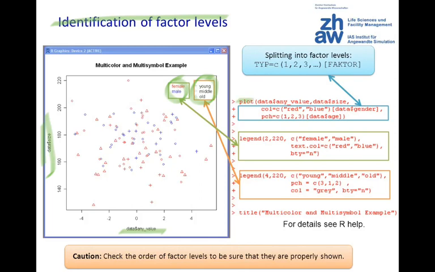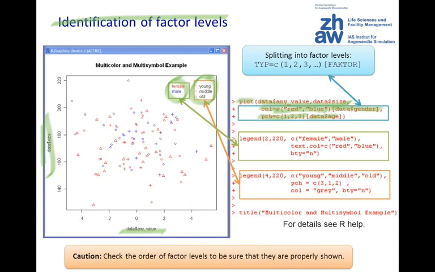So this can be done here. You say plot data any value and data size, and then you can say color is equal to red and blue, and if you use the straight brackets of the factor gender, then you will assign colors to the different factor levels, but only 2 colors of course. And the same you can do with the PCH, with the symbol type. This is 3 different possibilities, and the factor is called data $H. So this will already create the different coloring and the different symbol types.